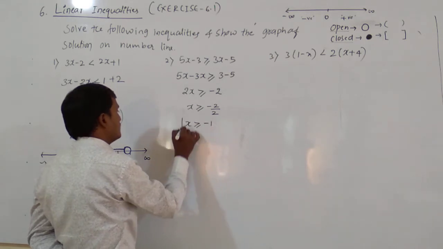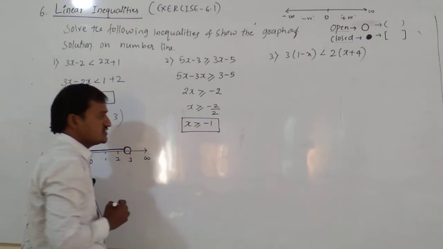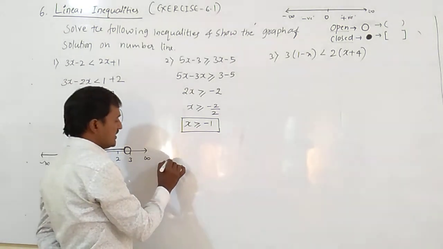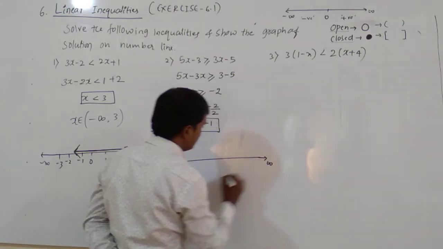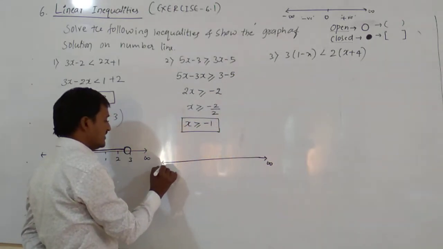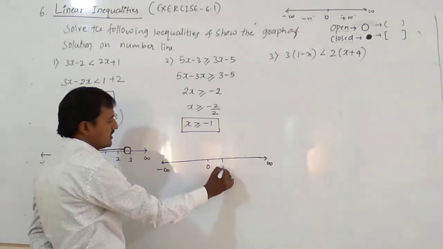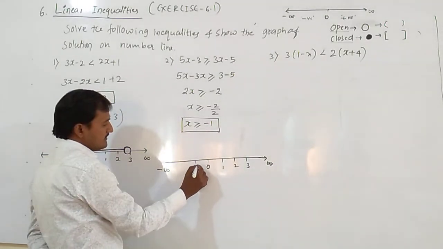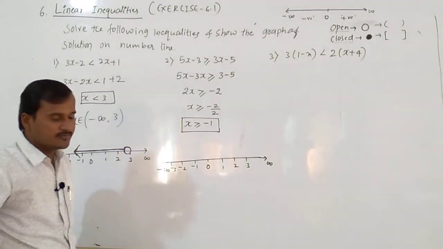X is more than or equal to minus 1. Next, so again here we should take the number line. So here I will take plus infinity, and here I will take minus infinity. Here it is 0, 1, 2, 3 up to infinity. Minus 1, minus 2, and here it is minus 3 up to infinity.